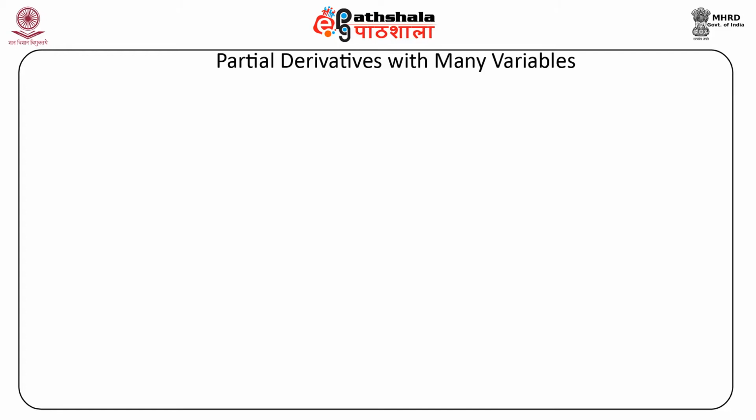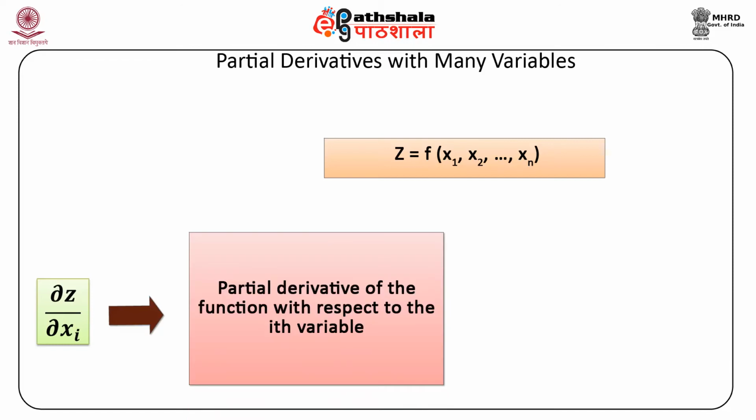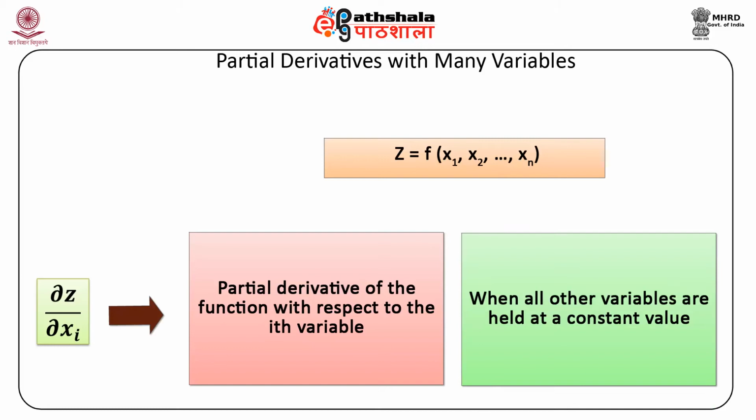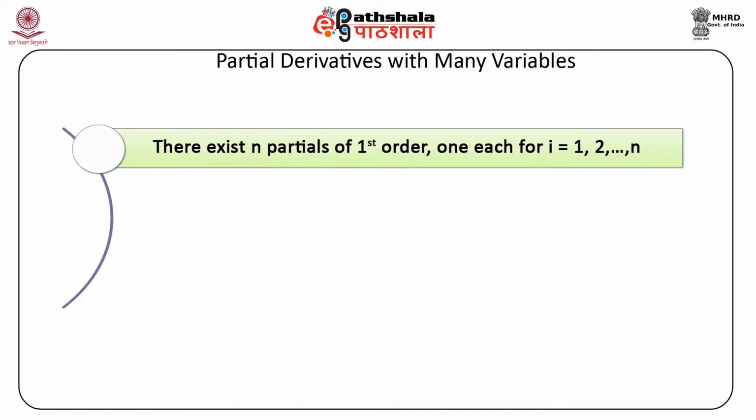Let z be a function of n variables, that is, z is equal to f of x1, x2 up to xn. ∂z/∂xi represents the partial derivative of the function with respect to the ith variable when all other variables are held at a constant value. Thus, there exist n partials of first order, one for each i equal to 1, 2 up to n.